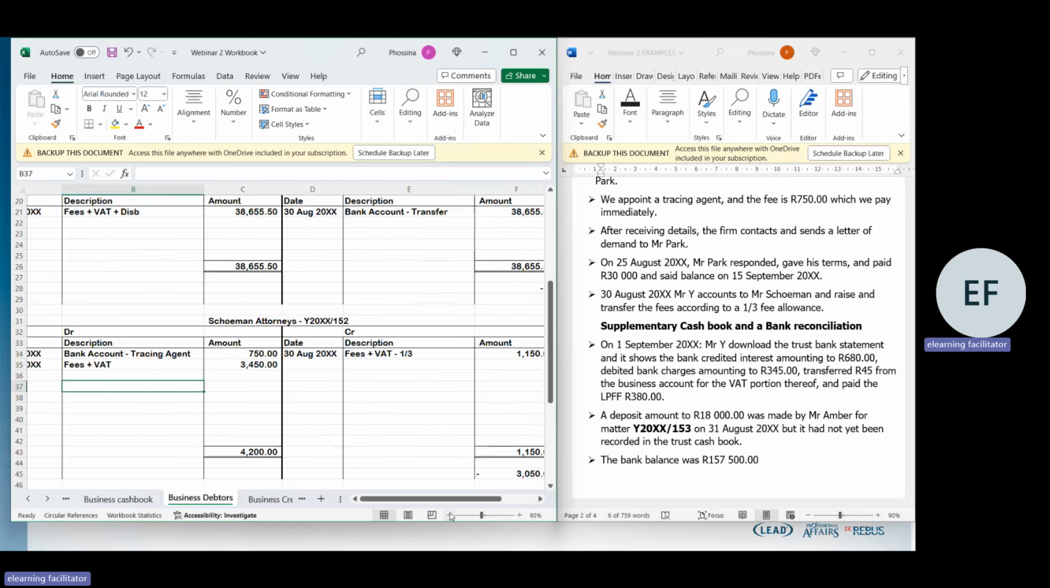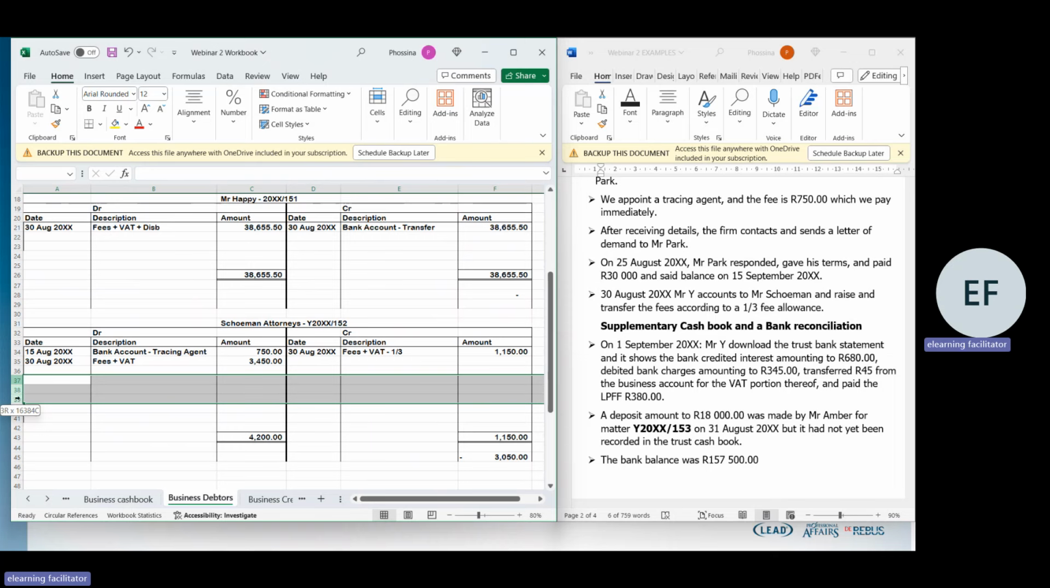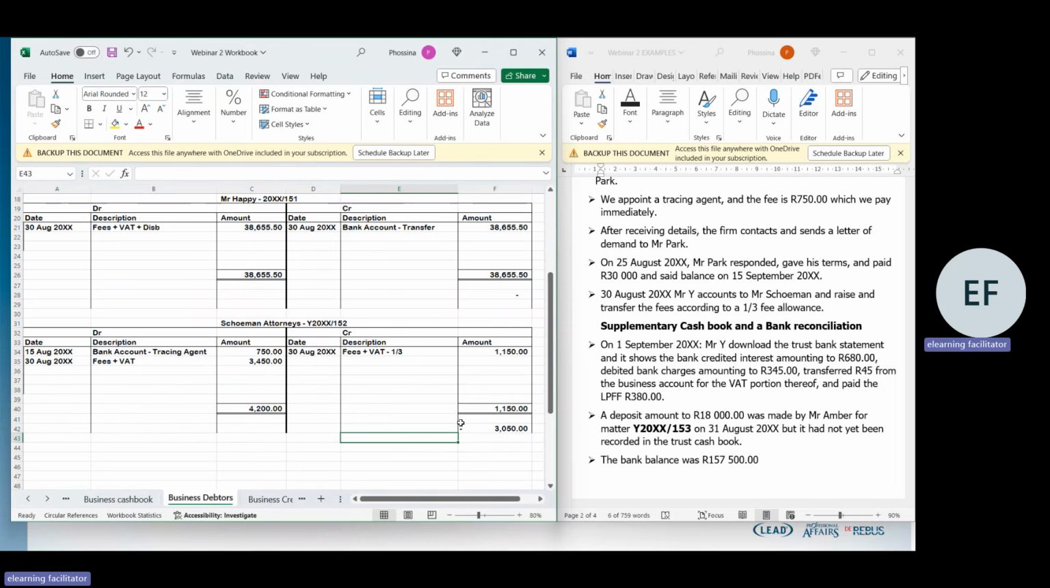Okay, let me reduce. Okay, this is the view. Hopefully you can see. This is the view. And then if you can see this side, this is the total. So we've got a difference. So on 30 August, what is due to our practice is our trust transfer. What will transfer to us would be 3,050. So our business data account, our meta ledger, is the one that will balance off.